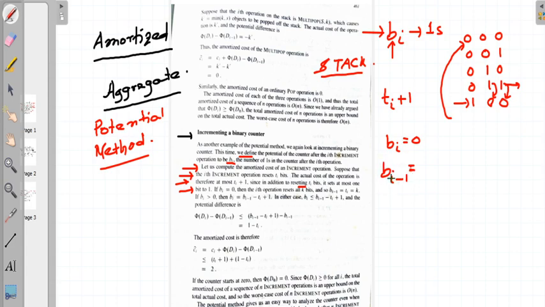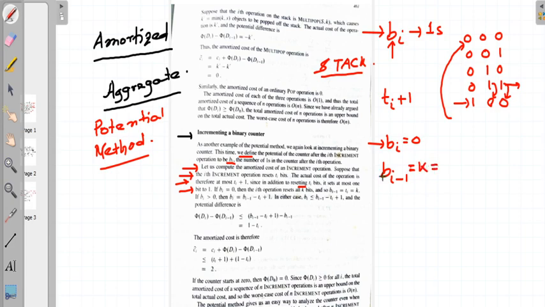So bi minus 1, that means before the increment operation, how many ones were there, if after the increment operation bi becomes 0? So what could be this bi minus 1? It could be all ones, that means k bits. So that was k. Yes, okay.